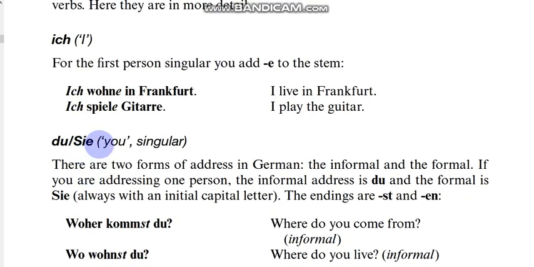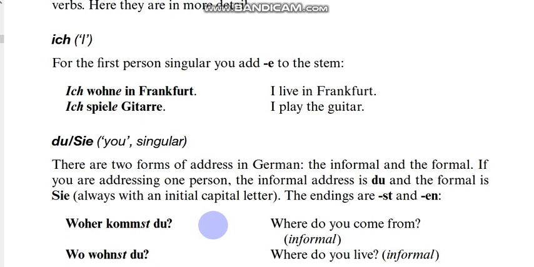Du, Sie, you, singular. There are two forms of address in German, the informal and the formal. If you are addressing one person, the informal address is du, and the formal is Sie, always with a capital S. The endings are -st and -en.